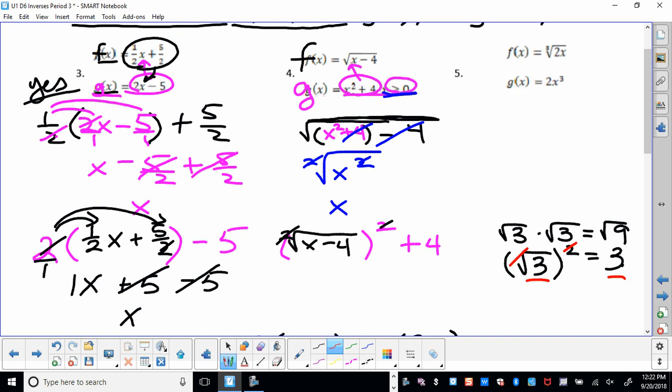So now I have x, right, because this made the square root go away. So I have everything underneath, x minus 4 plus 4, and then you cancel those out and you get x. So when I put f of g of x, I got x. And then g of f of x, I got x. So both ways I got x.